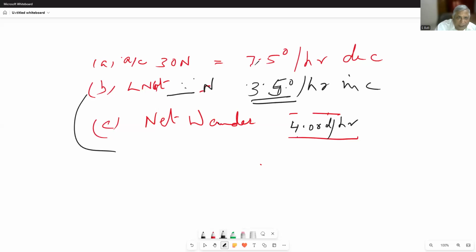Remember, in the northern hemisphere, gyro readings decrease. Latitude set to the northern hemisphere will increase the readings. In the southern hemisphere, gyro readings will increase, and latitude nut will decrease them. And net wonder is the resultant of these two readings.